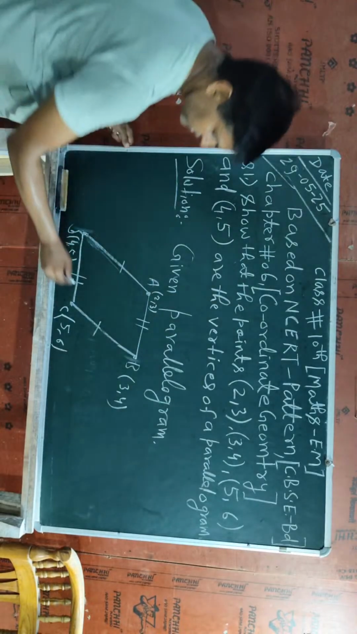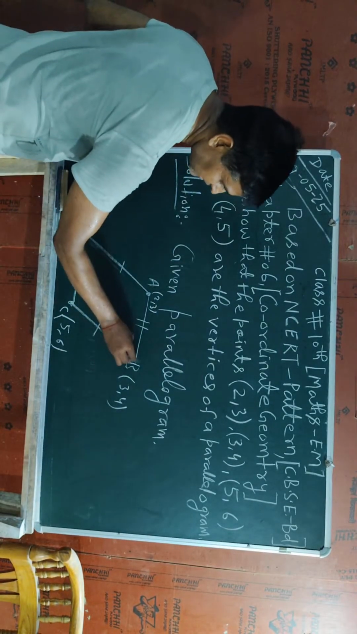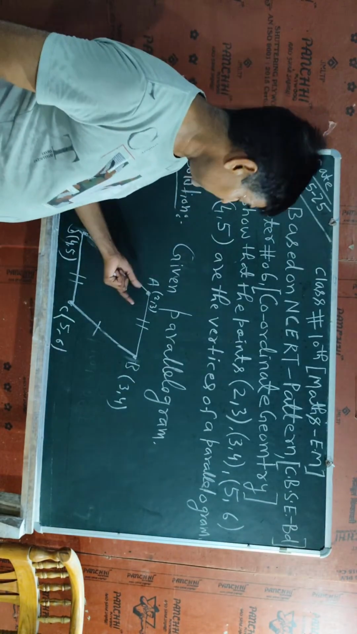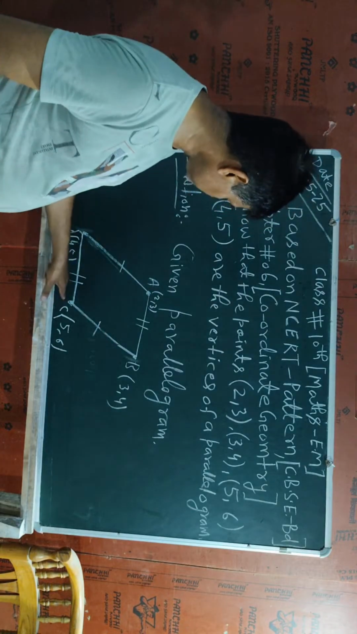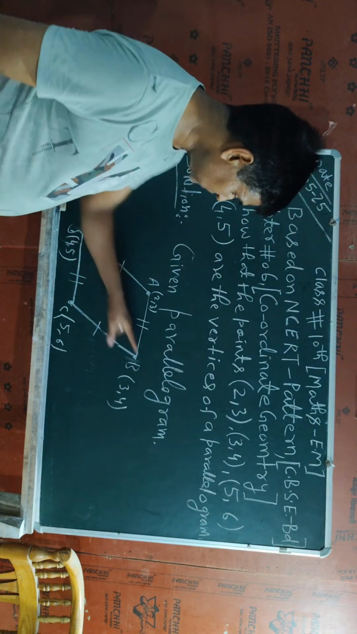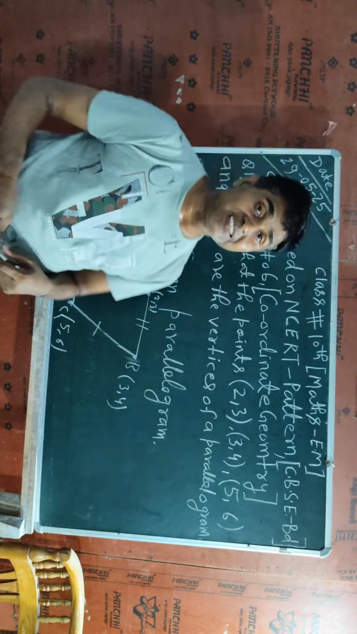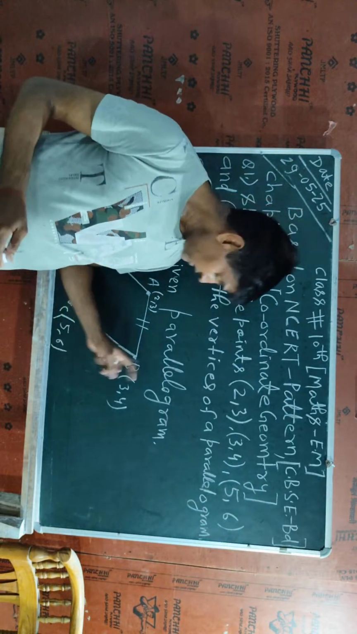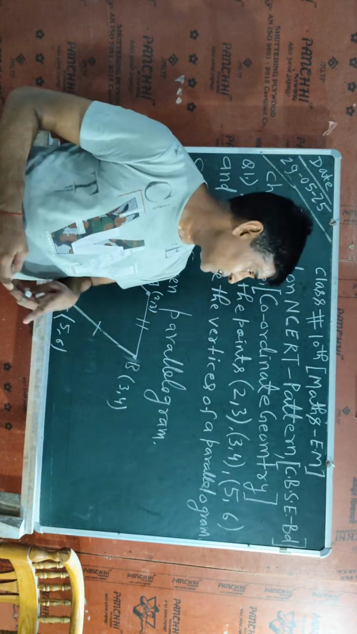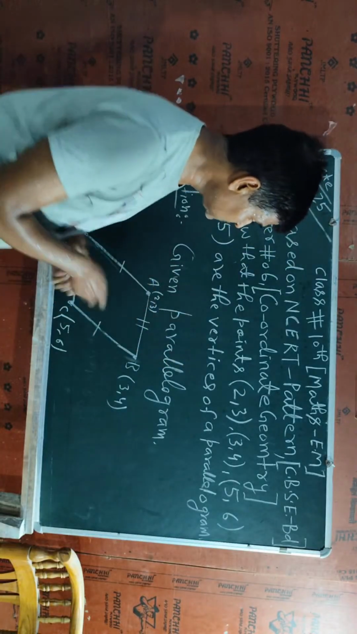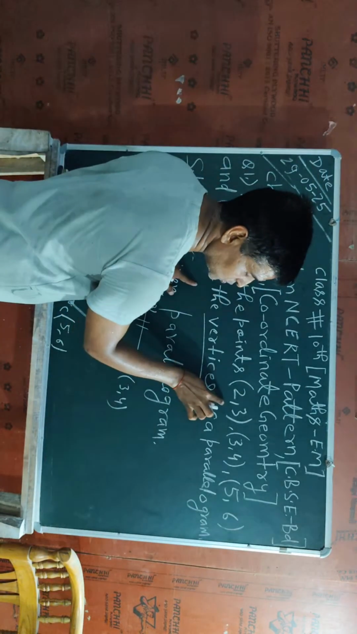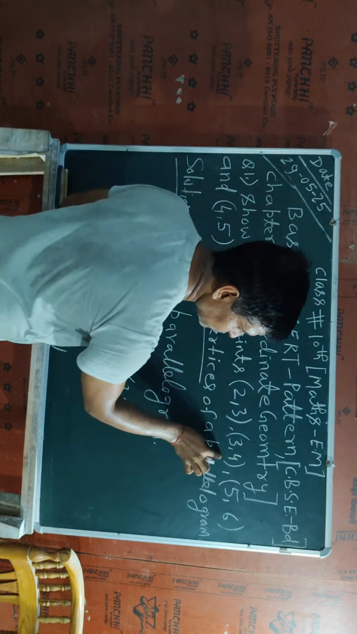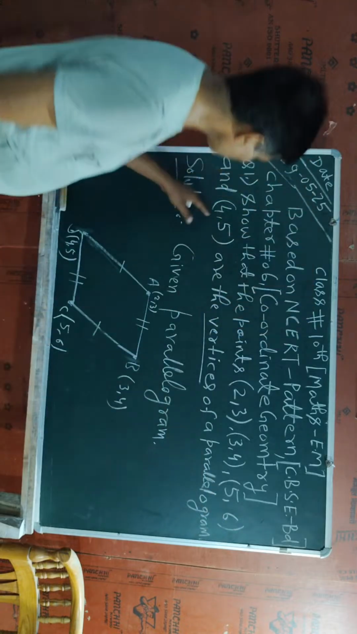These are the 4 vertices of a parallelogram, and this will be true when I get the length AB equal to CD, and AD equal to BC. So in this case, I will say this is a parallelogram, and this parallelogram has 4 vertices whose coordinates are 2, 3, 3, 4, 5, 6, and 4, 5.